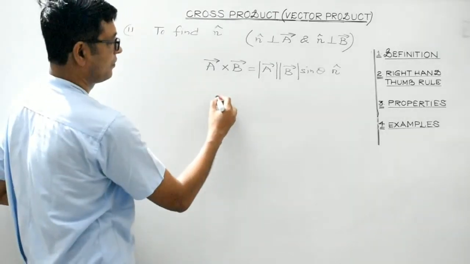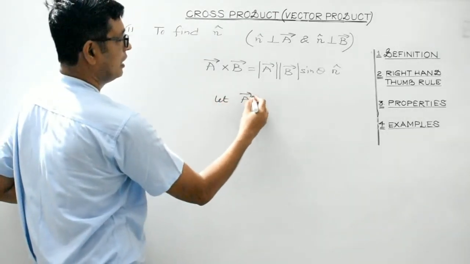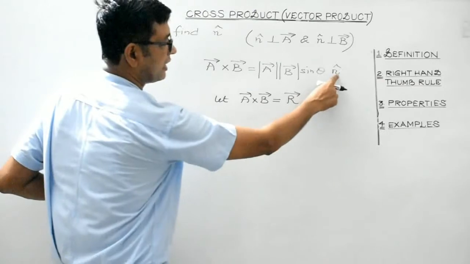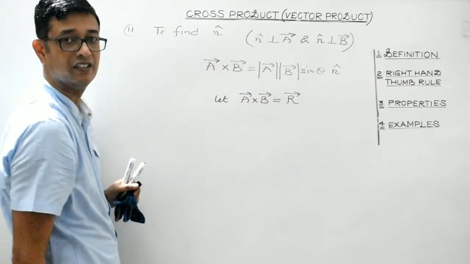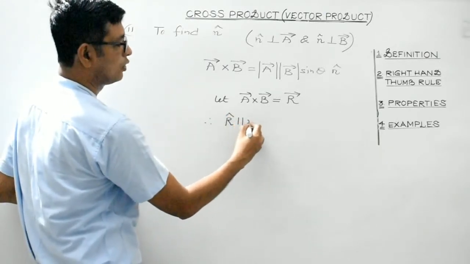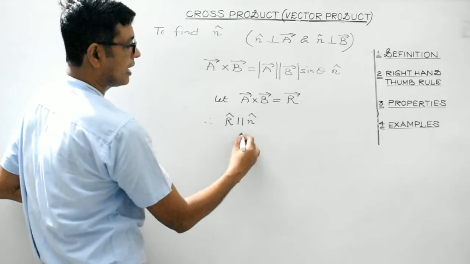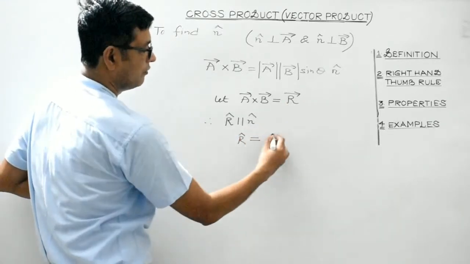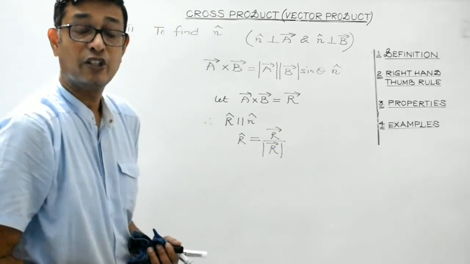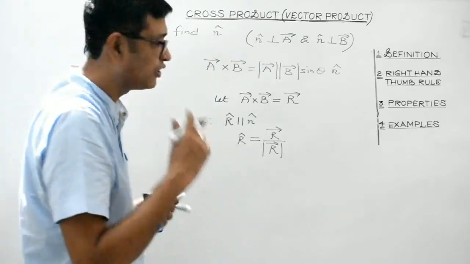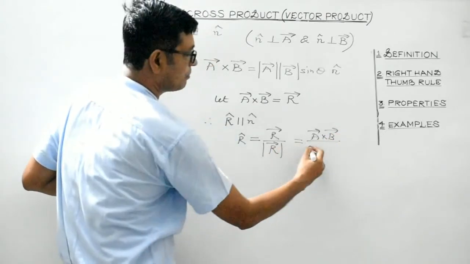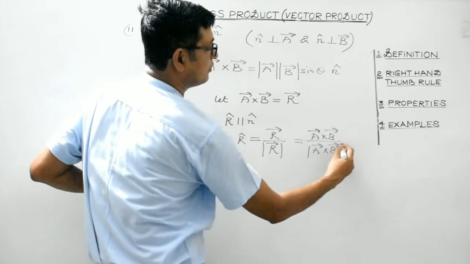Now look, students, let A vector cross B vector be equal to R vector. Then n cap represents the direction of R vector, isn't it? Therefore, R cap, which will be parallel to n cap, will be given by what? A vector divided by its magnitude. A unit vector is a vector divided by its magnitude. So what do we get? R cap is A vector cross B vector divided by its magnitude. So this is the master formula.